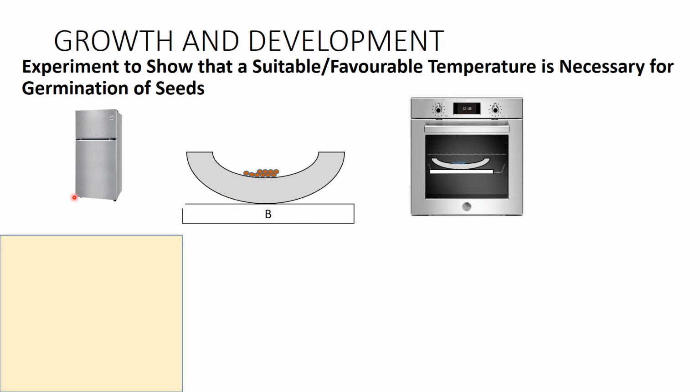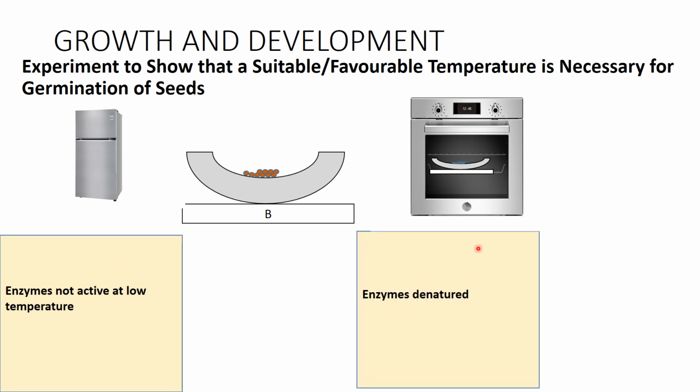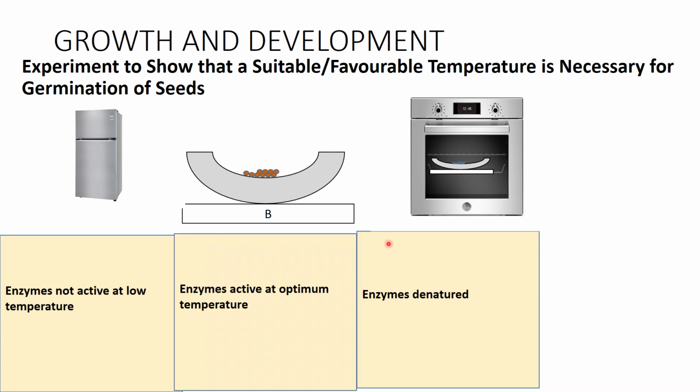Why? The reason is here enzymes are not active at low temperature. This is a fact we know. Then here enzymes, because of the high temperature, are denatured. So because enzymes are denatured, they cannot do metabolic reactions that are going to facilitate germination. Then here enzymes are active at optimum temperature. Okay, so we're going to close this with types of germination and maybe one or two concepts after this.